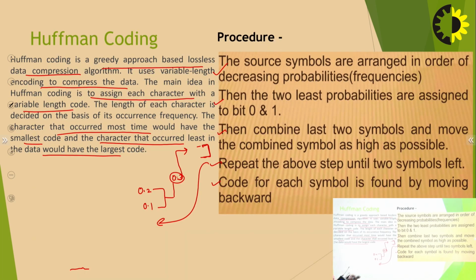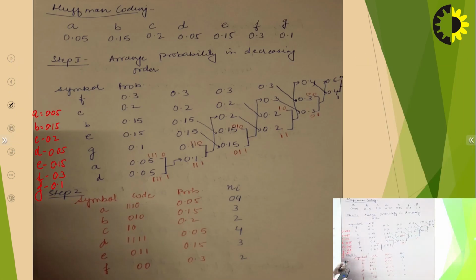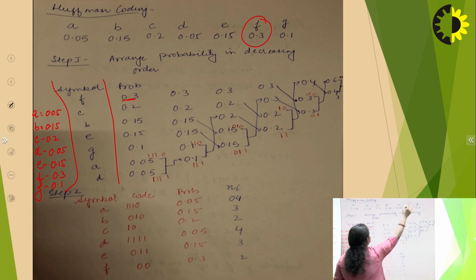So what is the first step? I have told you the first step is to arrange the probabilities in decreasing order. So step 1, arrange the probabilities in decreasing order. You will create this table. First of all, you write the symbol according to the probability. The largest probability according to the question is 0.3, so you write 0.3 at the top, and the symbol against 0.3 is F.